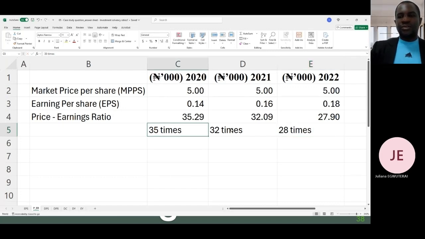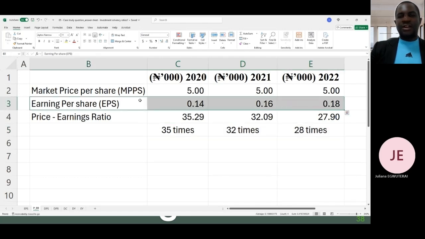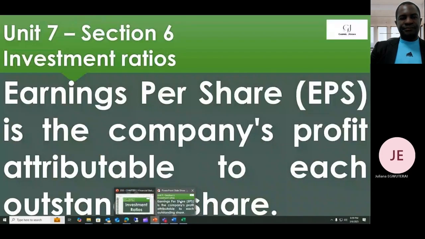That is what it means, which is high. Because looking at the market price per share, 35 times, 32 times, and 28 times. Wow, it's high. This is how many times the investors, potential investors, are willing to pay based on the market price of these shares of Amkabir. That is what it means, which is a good one.